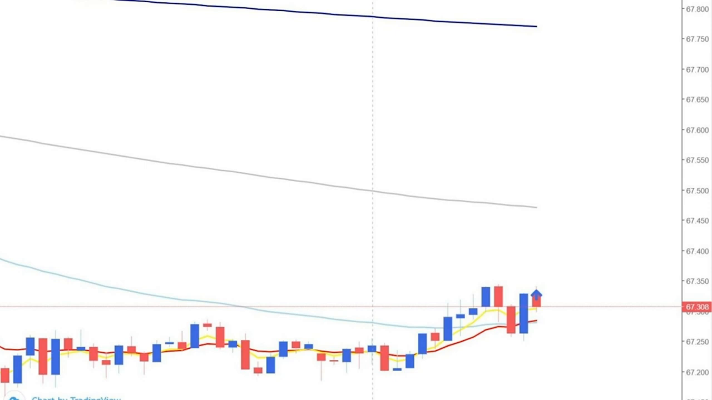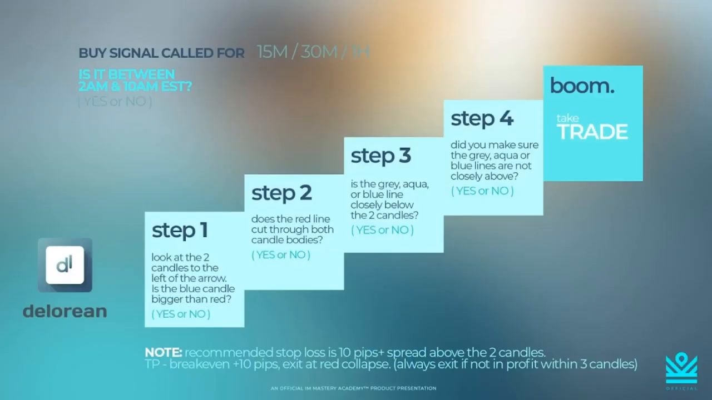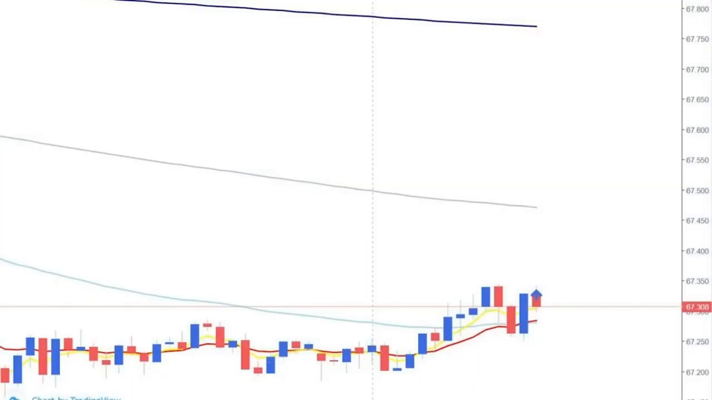There is enough space. Meaning now we have followed this 4-step check. Boom. Take the trade. So again, it passes all on this scenario.